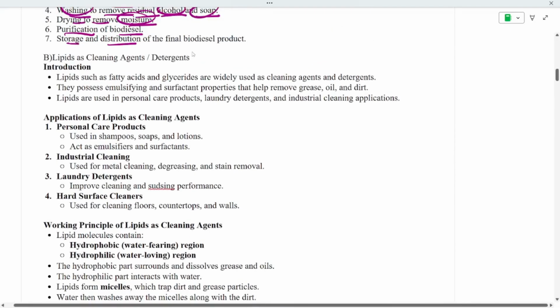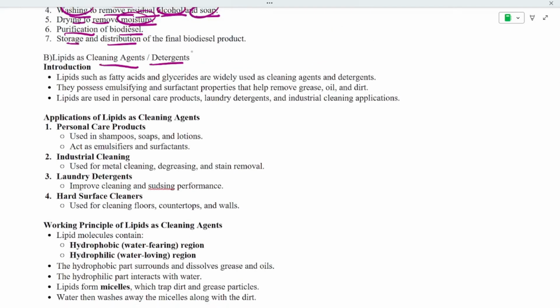Next we will see lipids as a cleaning agent or detergent. Lipids like fatty acids and glycerides are widely used as cleaning agents and detergents. They possess emulsifying and surfactant properties that remove grease, oil and dirt. They are used in personal care products, laundry agents, and industrial cleaning applications in a wide range.